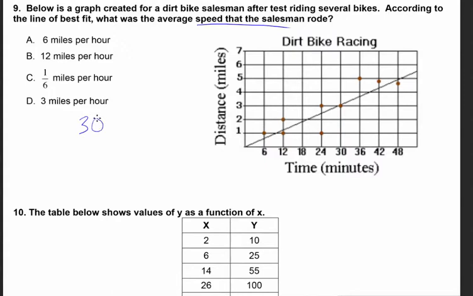He went, in 30 minutes, 3 miles. But all of my choices are in miles per hour. So I need to think for a second. If I can go 3 miles in 30 minutes, it's a half an hour. How far can I go in a whole hour? So in 60 minutes, or 1 hour, I can go twice as far, 6 miles. So our answer choice is A.